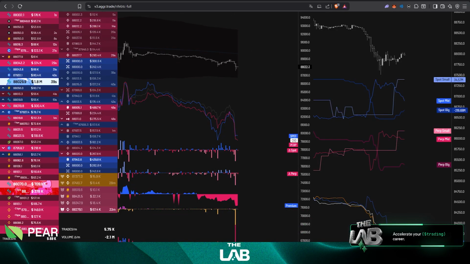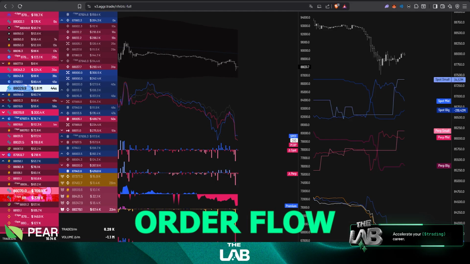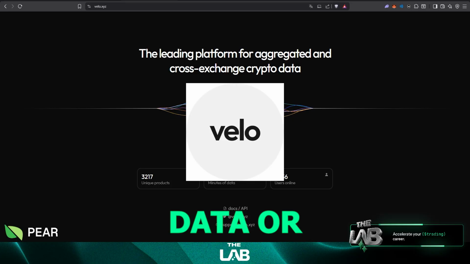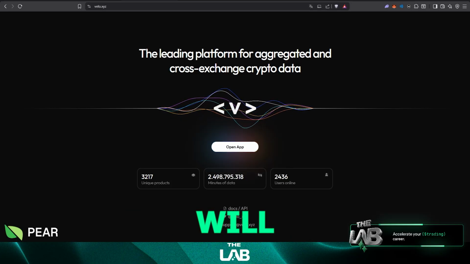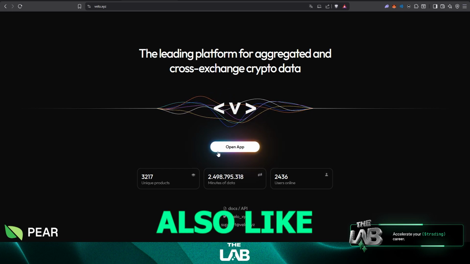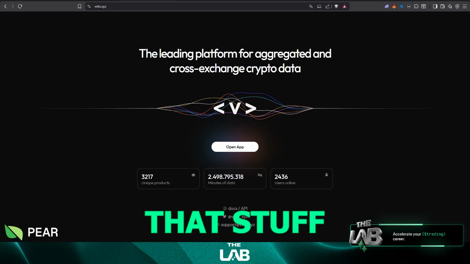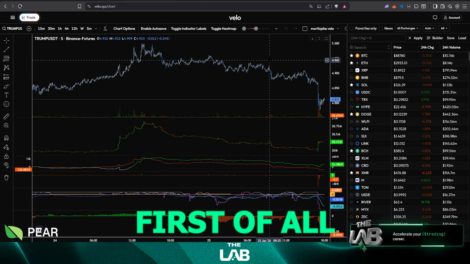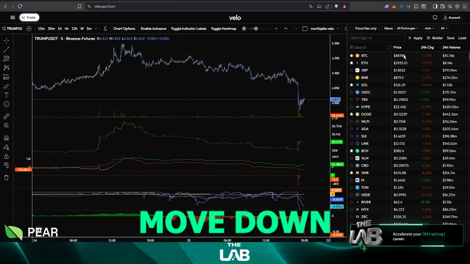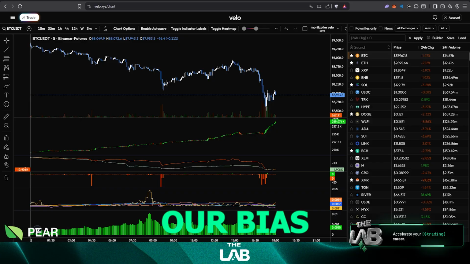And now there is a third venue for looking at order flow, and it's called Velodata, or Velo XYZ nowadays. There are some cool features that I will highlight. And like we talked about, everything here is BTC related, but you can use some of that stuff also on altcoins, and Velo is a good help on this one. If we're looking at the chart, first of all, we made the assumption that most of this move down was market selling, and here we can confirm our bias.